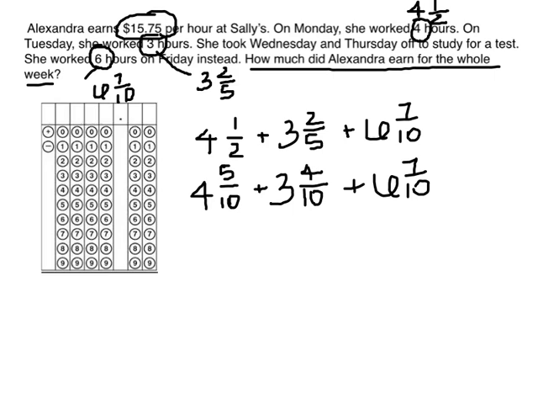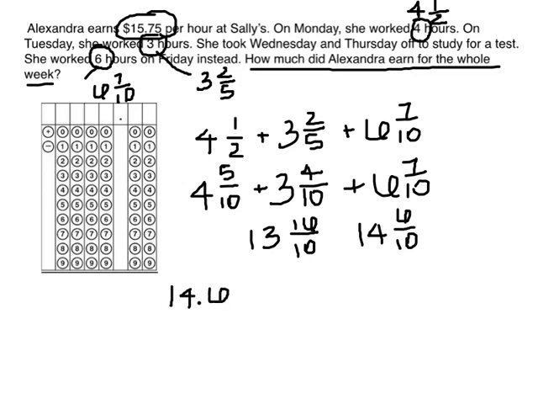So 4 plus 3 plus 6 is going to be 13. That's just the whole numbers. And then I'm going to add the numerators. 5 plus 4 is 9, plus 7 is 16 over 10. But that's an improper fraction. So I'm going to take 10 of them and turn them into a whole number. So I'm going to have 14 and 6 over 10. So now I'm going to go ahead and find out how much she earned total for the week if she worked 14 6/10 hours.